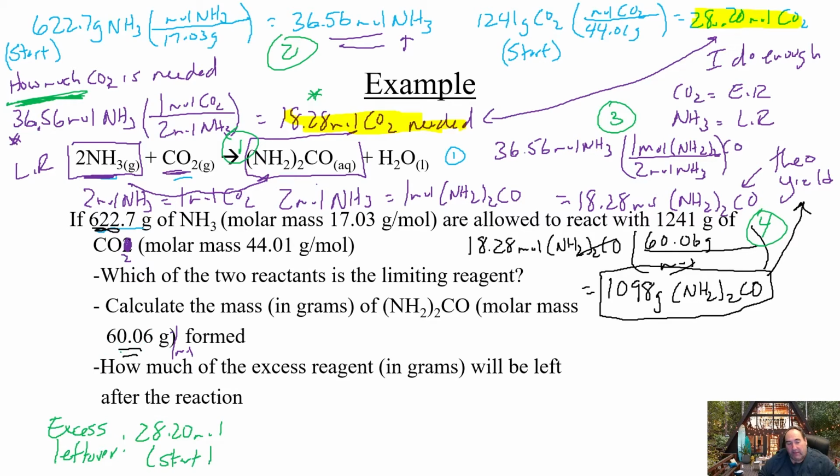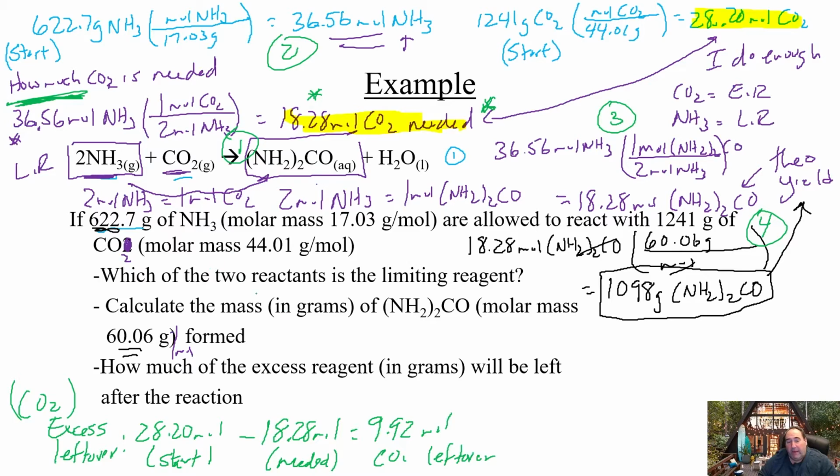And by the way, as we also know, our excess reagent is CO2, right? We figured out from our calculation, figuring out the limiting reagent, that we need 18.28 moles of it. Which, if we subtract those two, 28.2 minus 18.28, that's 9.92 moles of our CO2 left over.